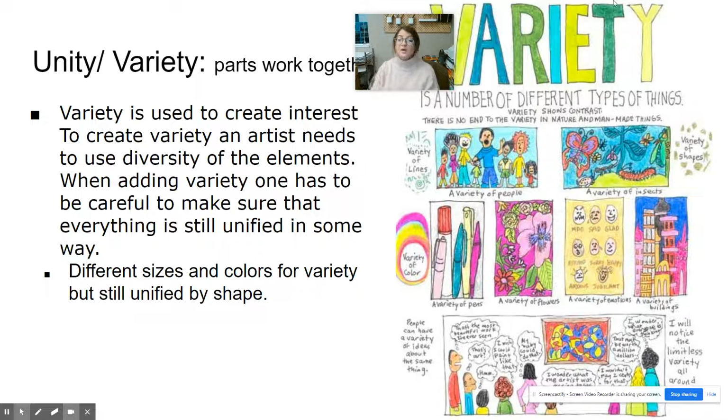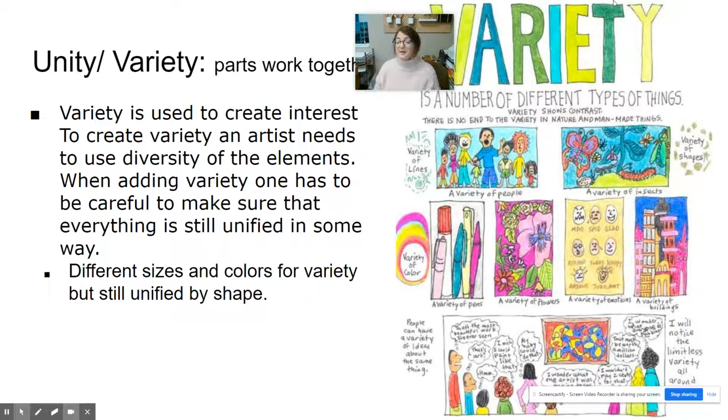Unity and variety. Unity and variety work really well together. This basically just means parts work together. Variety is used to create interest. An artist needs to use diversity of the elements. When adding variety, one has to be careful to make sure everything still is unified at the same time. Those go hand in hand together.